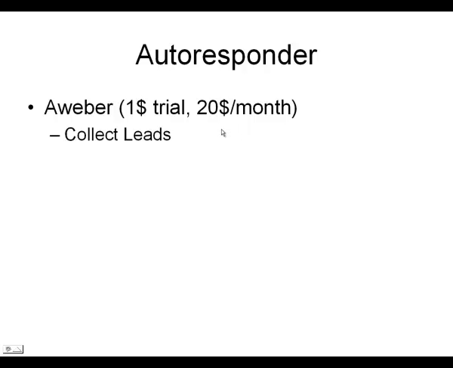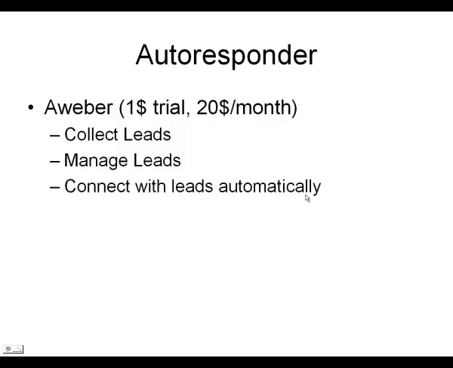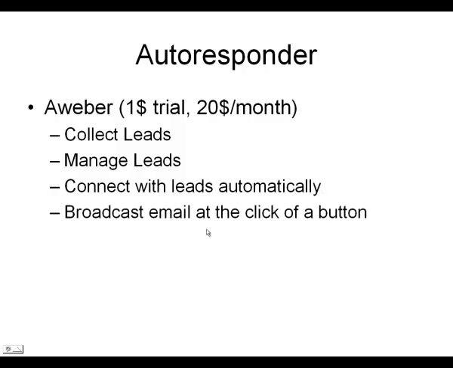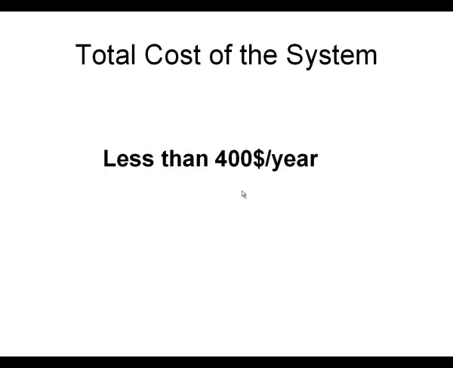An autoresponder allows you to collect leads, manage the leads, connect with the leads automatically through a series of predetermined messages sent out at a predetermined time, and allows you to broadcast emails at the click of a button as many times as you want. Obviously you don't want to be spamming your prospects, but you could send an email when rates change, or when you get a really good deal on a property, or when you have a promotion running and you want to let all your subscribers know.